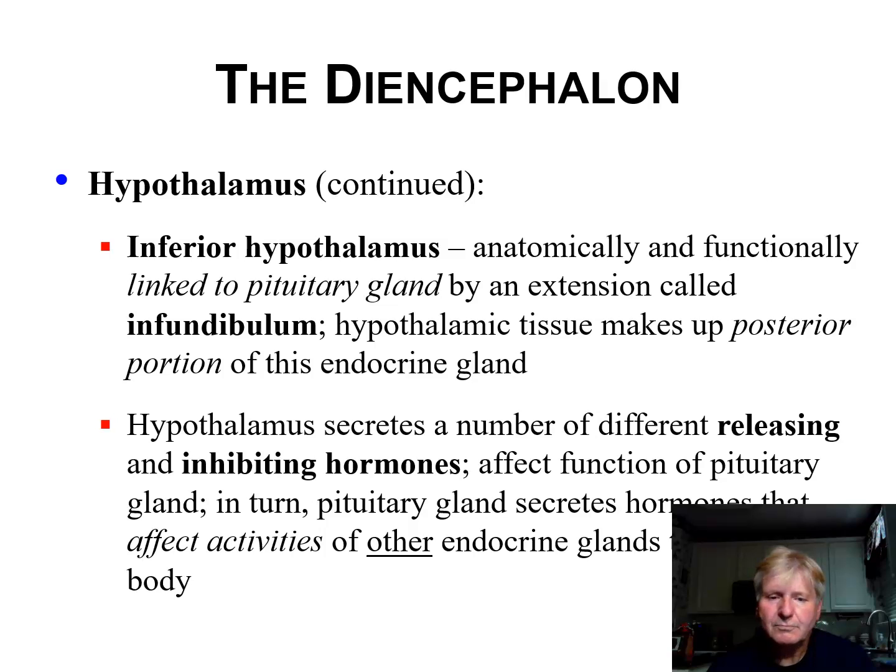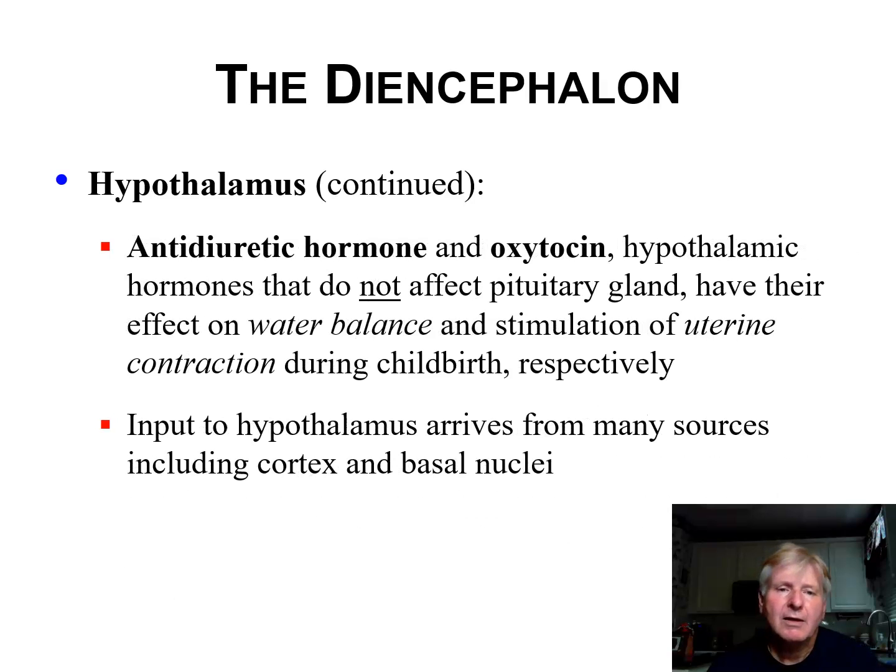throughout the body. The two hormones made also in the hypothalamus are antidiuretic hormone, usually abbreviated ADH, and oxytocin. These are hypothalamic hormones that do not affect the pituitary gland, but they have their effect on water balance and stimulation of uterine contraction during childbirth. The input to the hypothalamus arises from many sources, including the cortex and the basal nuclei.